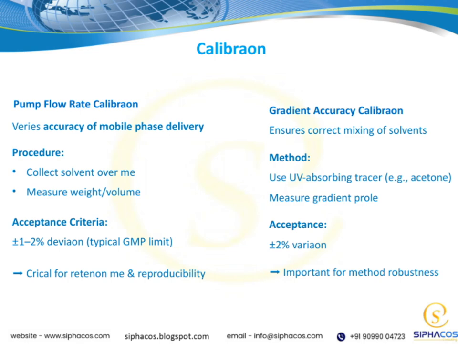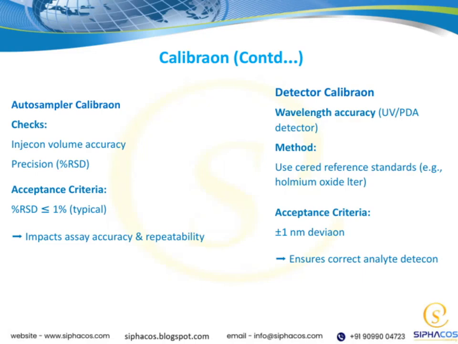Moving on to pump flow rate calibration, this is all about verifying that our mobile phase is being delivered accurately. The process involves collecting solvent over a set period and measuring its weight or volume. The key point is that our deviation should stay within plus or minus 1 to 2%, which is a typical GMP limit. This calibration is critical because accurate flow rates directly impact retention times and reproducibility of our results. Ensuring both the gradient accuracy and flow rate calibration are precise helps us maintain high method consistency and confidence in our data.